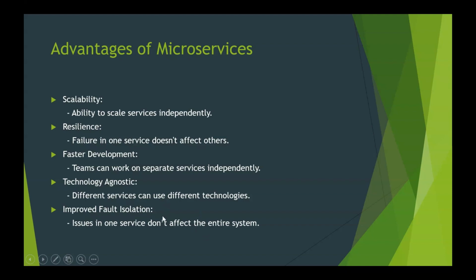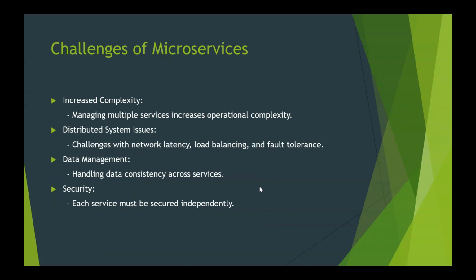The last one is improved fault isolation. Issues in one service don't affect the entire system. Like we already discussed, even if we get any issue inside one microservice, this will affect only that particular microservice. This will not affect the entire system, so your application will not go down and it will still be accessible to your users.